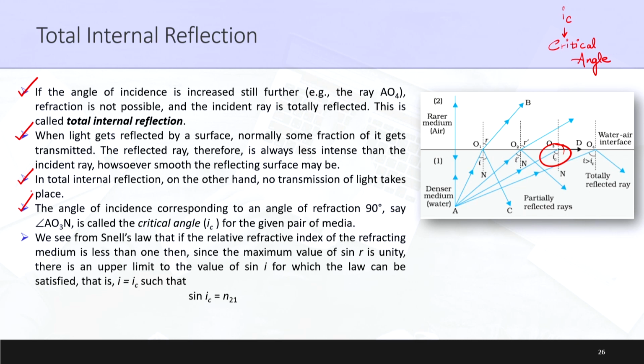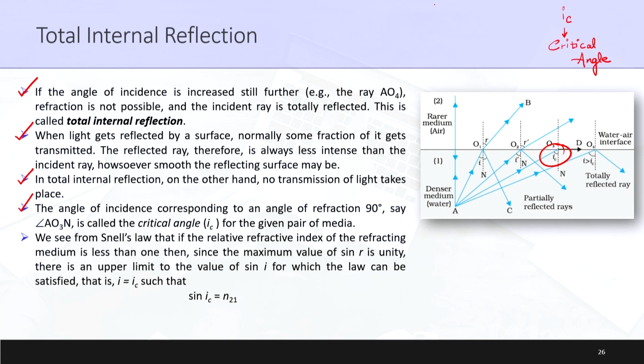Next, we see from Snell's law that if the relative refractive index of the refracting medium is less than 1, then since the maximum value of sin r is unity, there is an upper limit to the value of sin i for which the law has to be satisfied, that is i is equal to iC, such that sin iC is equal to n21. Whatever they are saying, I will try to compute mathematically.